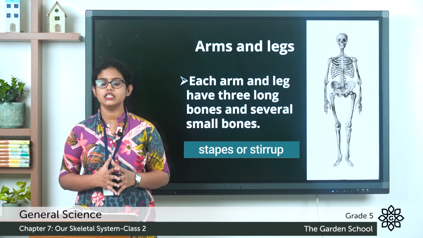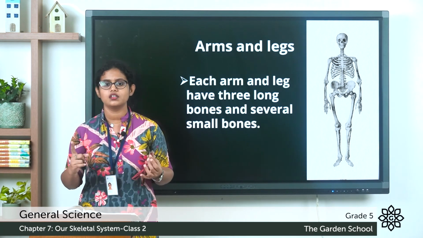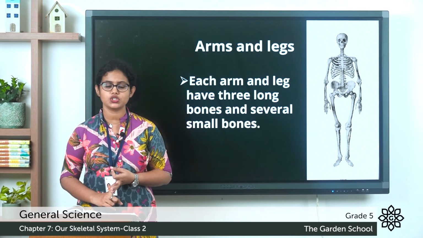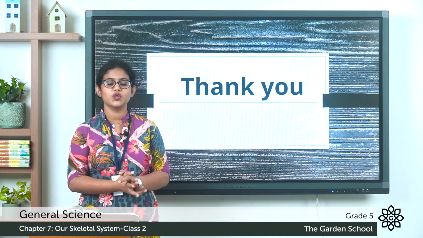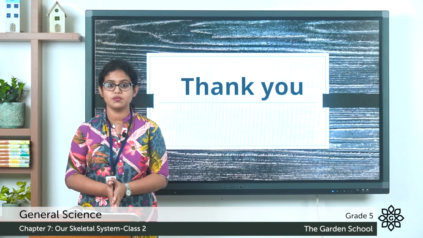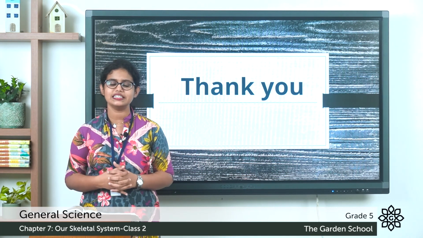So these are the different parts of the human skeleton: the skull, the vertebral column, the rib cage, then arms and legs. I hope you all understood about the parts of the human skeleton. In the coming class, we'll be discussing a new topic. Till then, thank you.